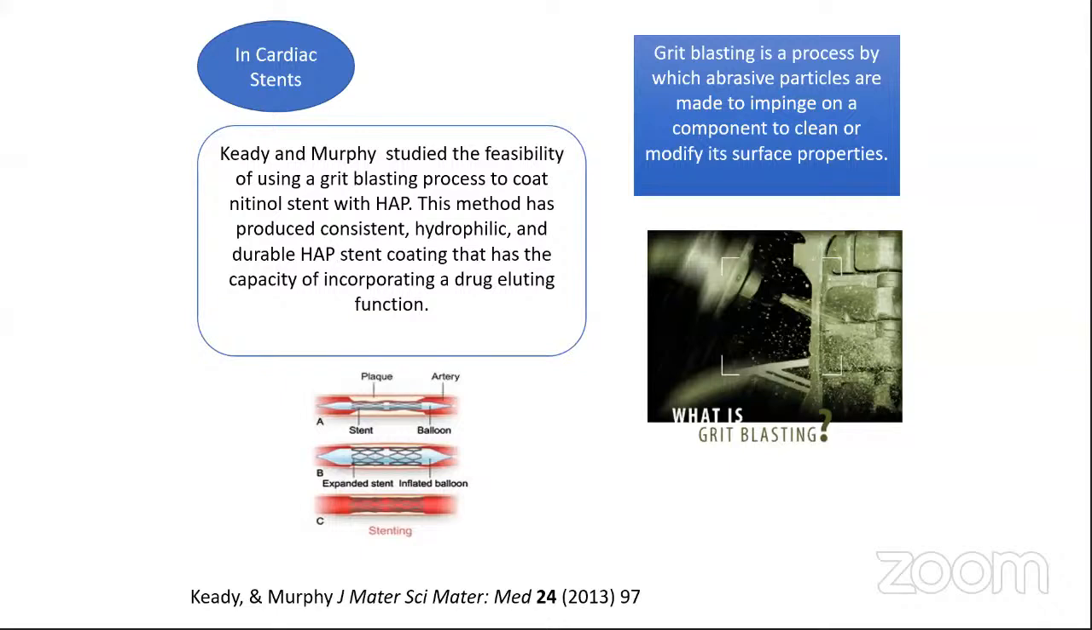So the stent put in the blood vessel to make them broad is made up of an alloy, a shape memory alloy, nitinol. They're coated with hydroxyapatite, and the grit blasting method is used. Grit blasting is a process by which abrasive particles are made to impinge on a component to clean or modify surfaces. This is the general grit blasting process, very popular in material science. It is used to coat hydroxyapatite on a cardiac stent.